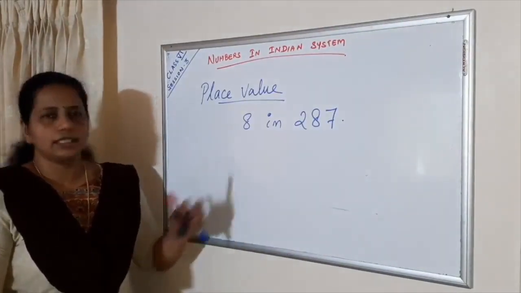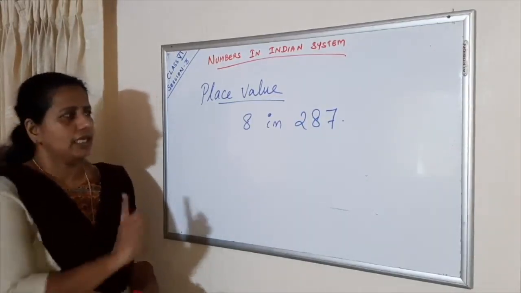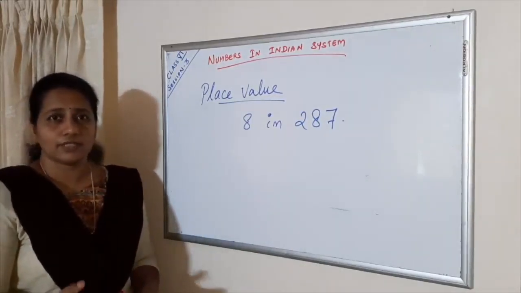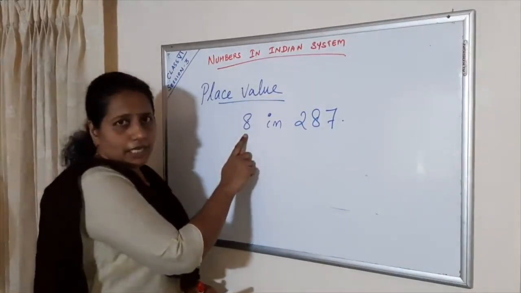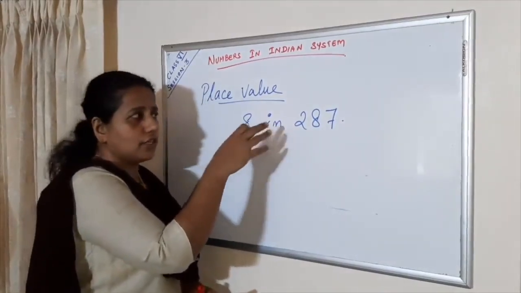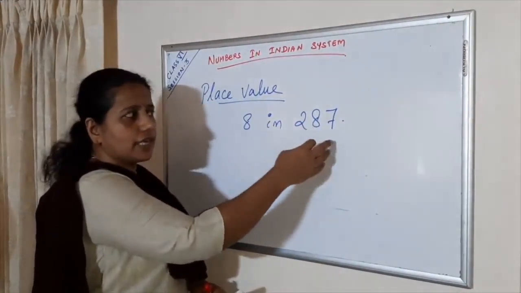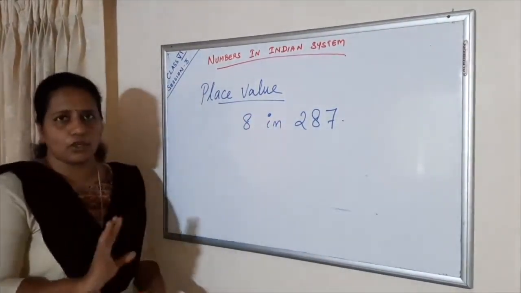In 5th standard, you have studied about place value and face value. Okay? Then what is face value? Face value is the image of the given number. That is, the face value of 8 is 8 itself. The face value of 2 is 2 itself, and the face value of 7 is 7 itself. Okay, clear? The next one, place value, you have also studied.